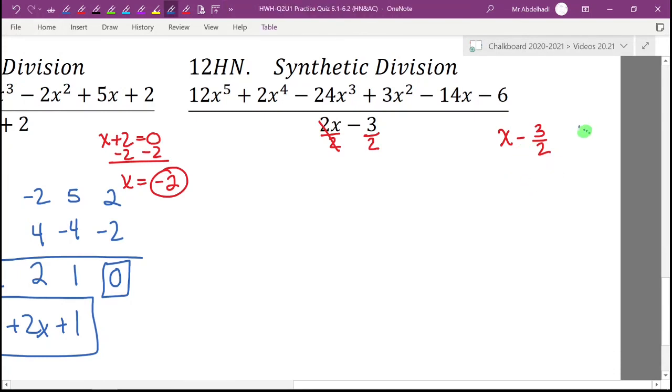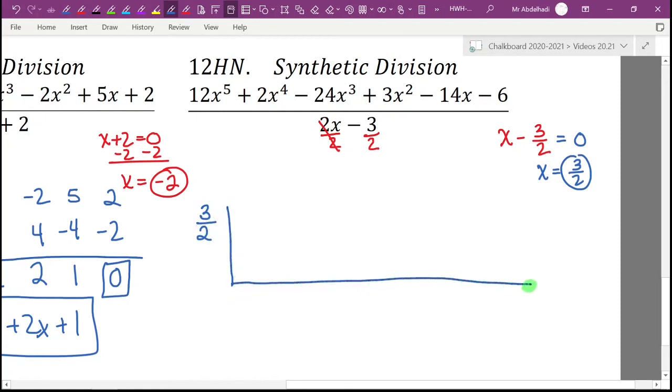So I told you guys that it's a good idea to set it equal to 0 and then add 3/2 to both sides. Well, there you go. x minus 3/2 is your divisor. So you have a fraction divisor, and there's your double wide.